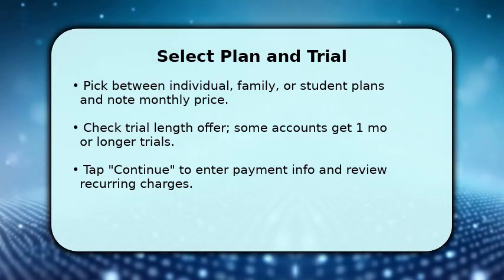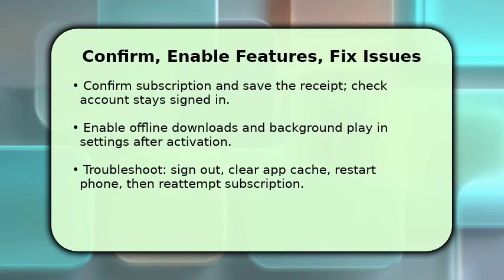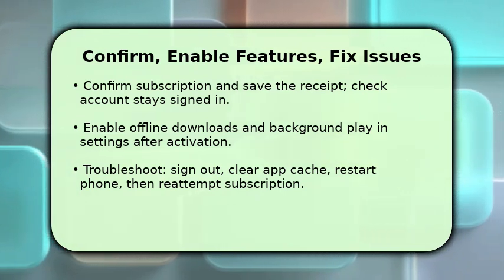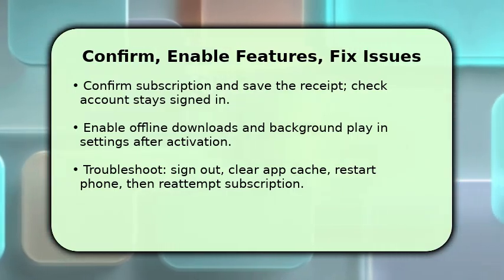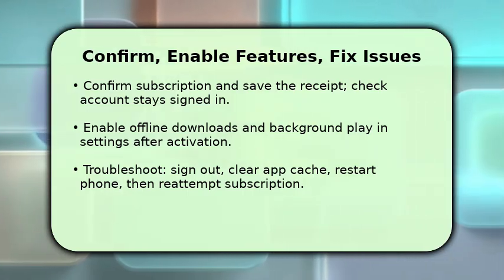If you see an option to manage family members, set it up now to invite them. You finish by confirming the subscription and watching for a confirmation email or receipt. Keep it for billing records. Once active, go into YouTube settings to enable offline downloads, background play, and ad-free playback so you benefit immediately.